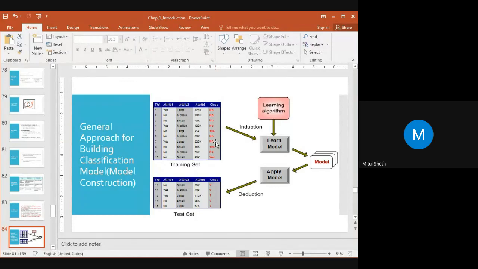Okay, in the supervised data you have a class label. You previously have the current data in which the class label is available. So that data is known as the supervised data. And here you see, okay, now I will take the current data.